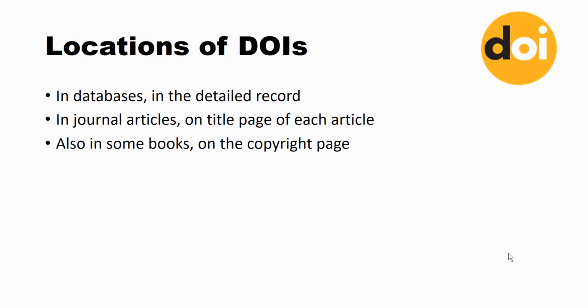DOIs can be found in several different locations. In databases, they are usually in the detailed record of an article. In journal articles, they are often found on the title page of the article. They're also found in some books on the copyright page.